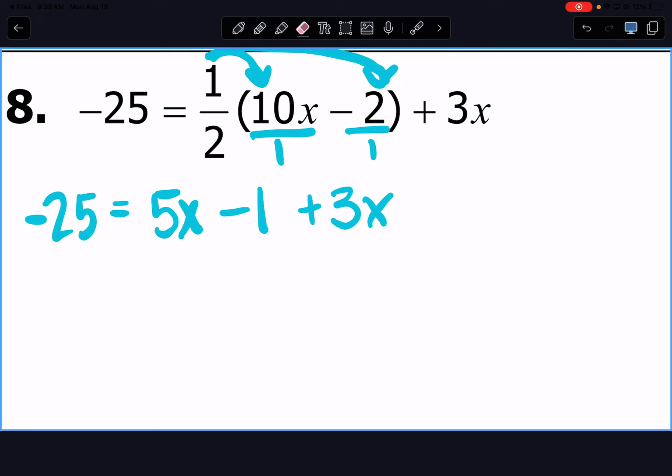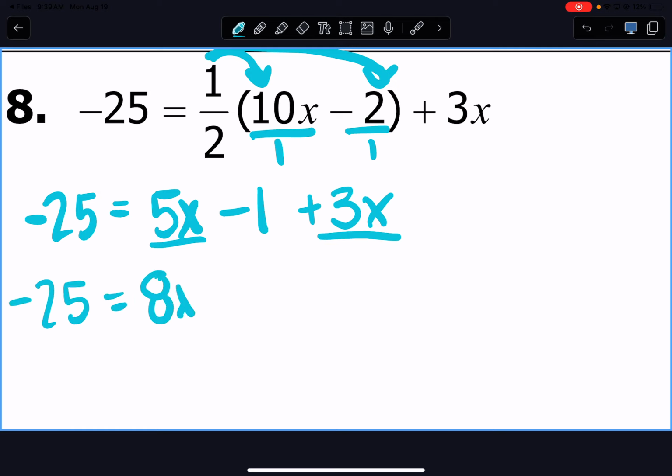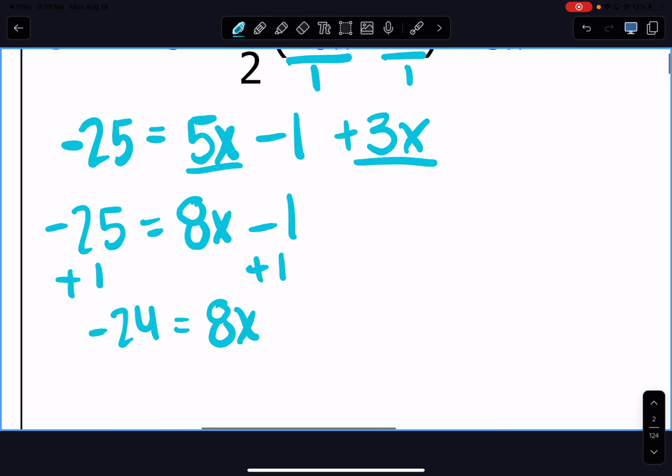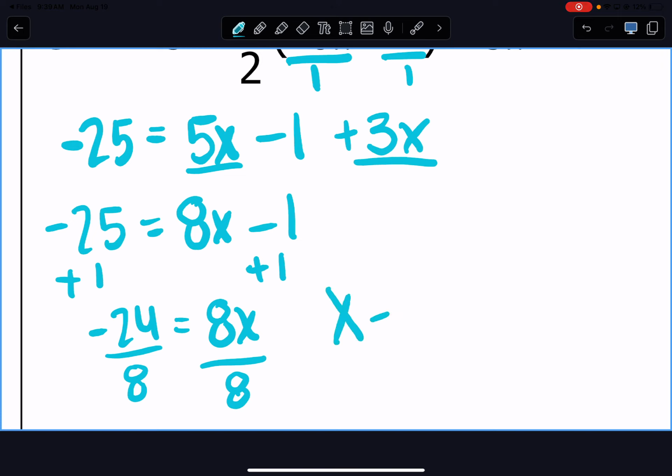So I'm going to combine like terms. What are my like terms I can combine? 5x plus 3x, which is going to give us 8x minus 1. Then what? Add the 1. And what number do we get? Negative 24. And then what? Divide by 8. And what does x equal? That is our answer.